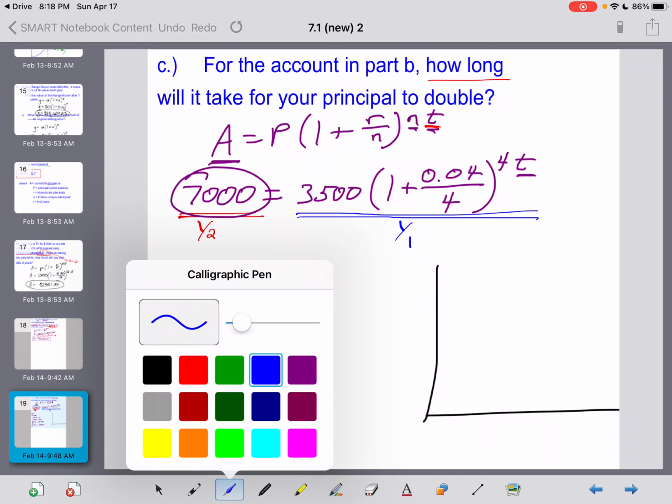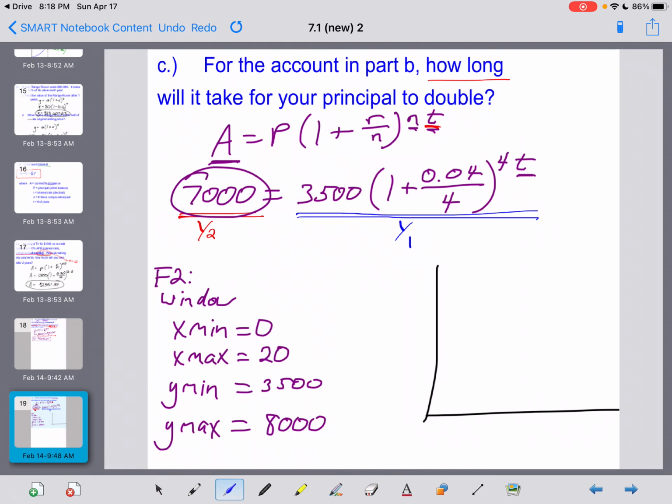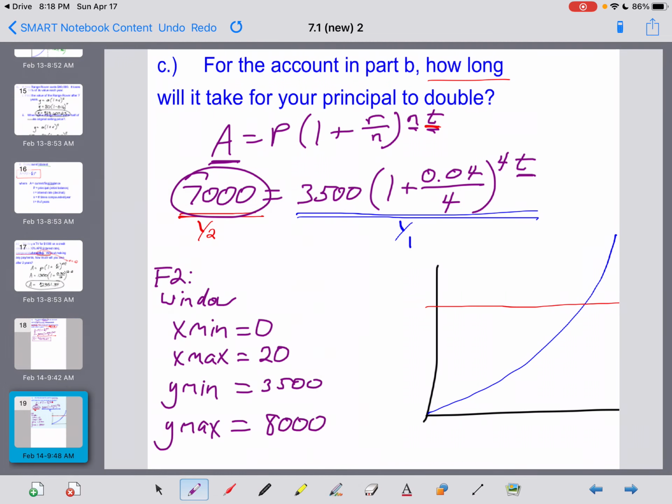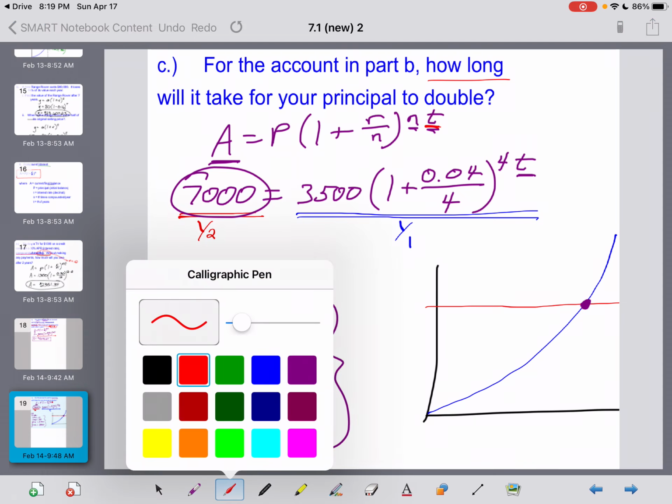So I've got a graph that looks something like this. My blue curve from Y1 is a slow, gently increasing curve that looks like this. And my Y2, that constant amount of 7,000, is a horizontal line that comes across like this. I was just guessing, but I think I guessed right that 20 years was enough, because it looks like we have a point of intersection right here if we used those parameters for our window. So now we want to use the calculator to find that point of intersection.